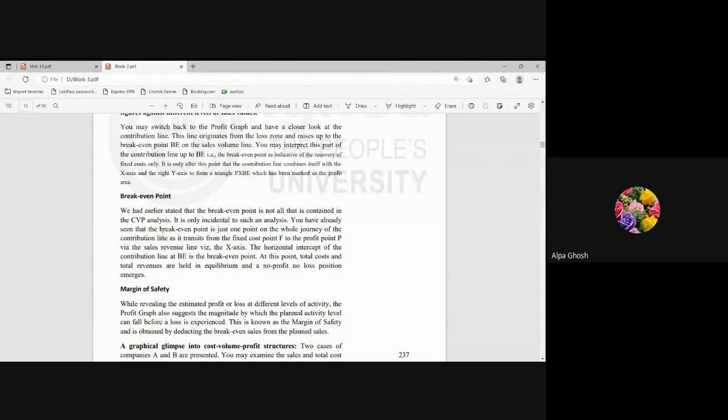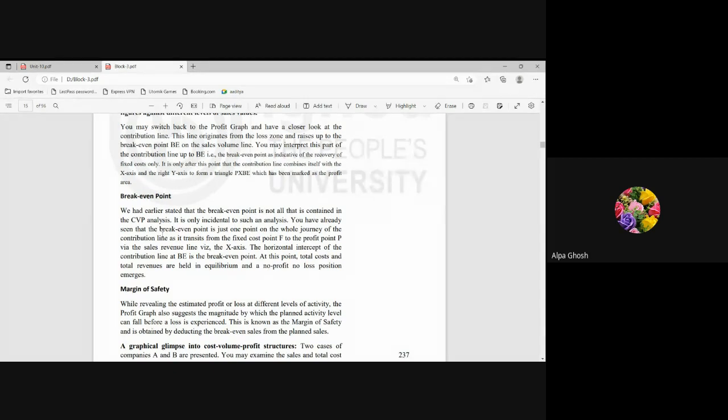What is break-even point? Break-even point is the point where we reach no profit, no loss. If the total cost of production is rupees 100, then what is our sales? Sales is also 100. So 100 minus 100, result is 0. So when the profit or loss comes to 0, there is neither profit nor loss to the organization. That point when the organization reaches is known as break-even point.